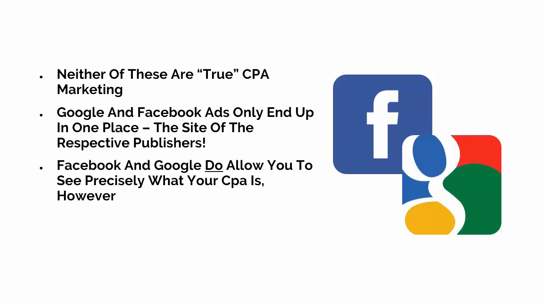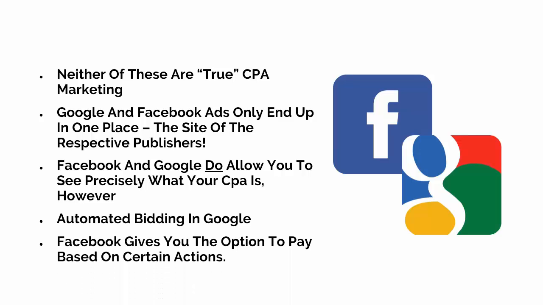This is good enough, and if anything, it simply incentivizes you to work harder on your ad and your bidding strategy to ensure that you're doing this right. And with automated bidding on Google, that's already handled for you. Facebook, meanwhile, does give you the option to pay based on certain actions, and in some cases this can lead to direct profit.